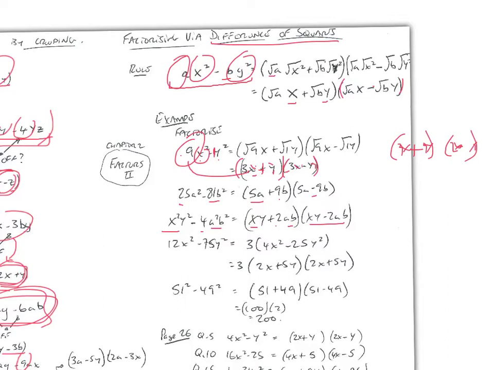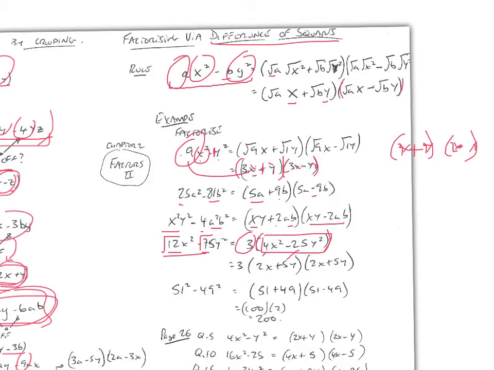12x squared minus 75y squared. Now, we can't get the square root of 12 or 75 handily, but if we look closer we'll see that it's the same as 3 times 4x squared minus 25y squared. Now we have this in a workable form. We can get the square root of 4 and the square root of 25.